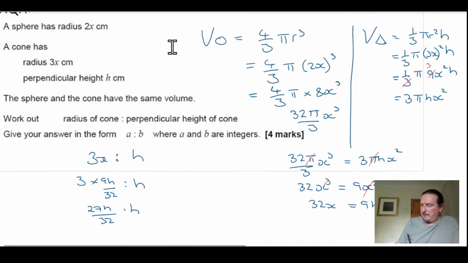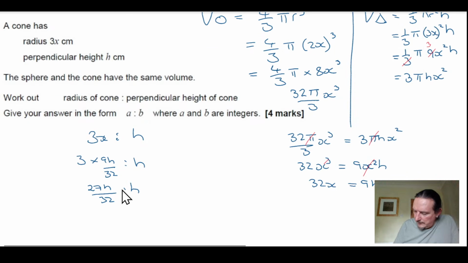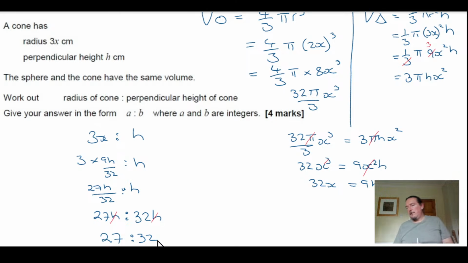Okay, as a ratio. Almost done here. Then multiplying both sides by 32, that gives me 27h to 32h. And then we can just divide both sides by h to get rid of the h's, and that will leave us with the ratio of 27 to 32 for the ratio of the radius of the cone to the height of the cone.